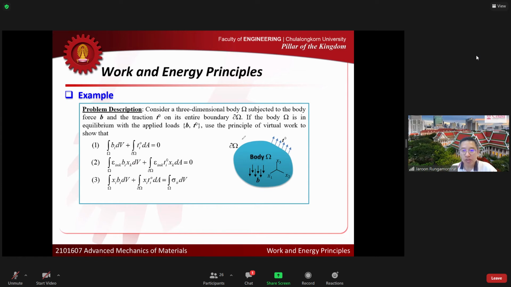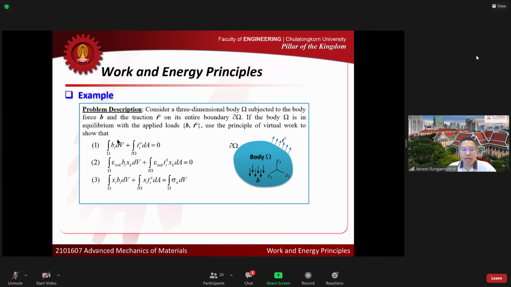So you will see an example of how to guess the displacement field, how to choose the virtual displacement. Let's look at the first case, if I want to prove this equation. If you look at this equation, it's simply the overall equilibrium, right? This is the overall force equilibrium.